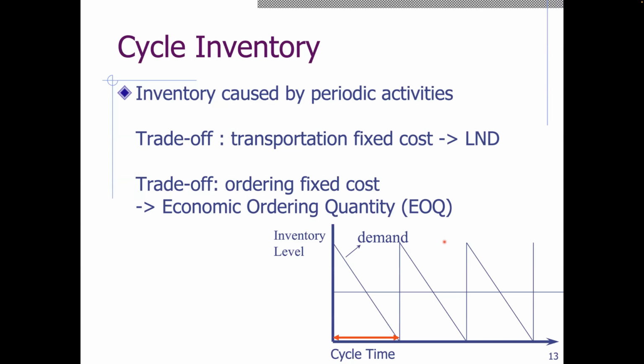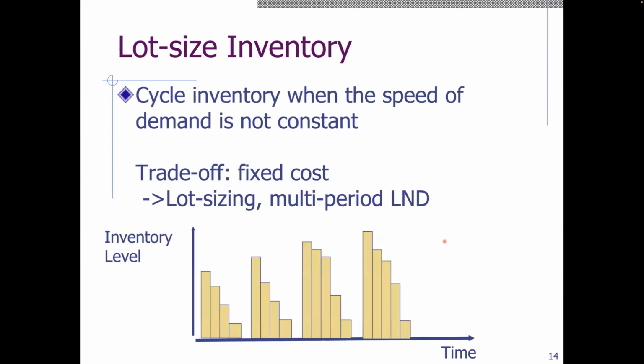Lot sizing inventory is a generalization of cycle inventory when the speed of the demand is not constant. That means the demand changes over time, period by period. As in cycle inventory, lot sizing inventory has the trade-off for fixed costs, especially production setup costs, and is optimized in lot sizing and multi-period logistics network design models.